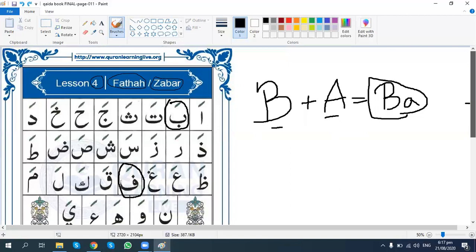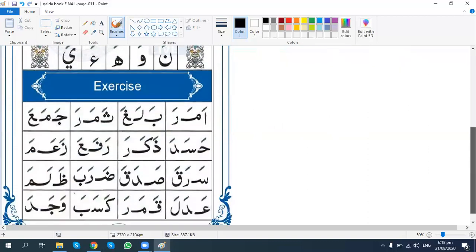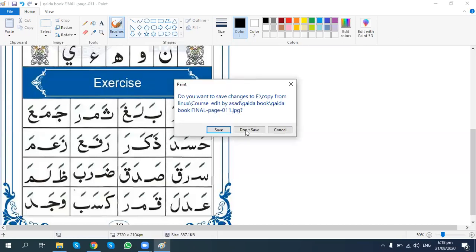So this is our first lesson, and we just tell the students the sign name first. The second is how the sign looks like, where the sign appears, and what is the sound of that sign. Okay, so these four things we will tell our students in lesson number 4, and then we will take them forward, and when he completes his exercise, then we will jump to the next lesson.